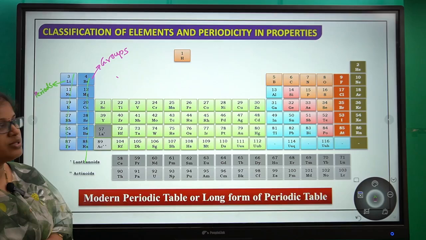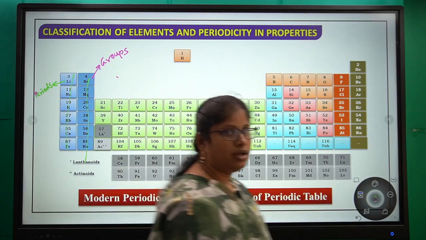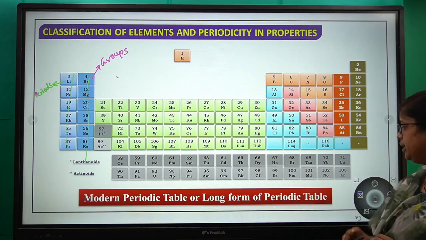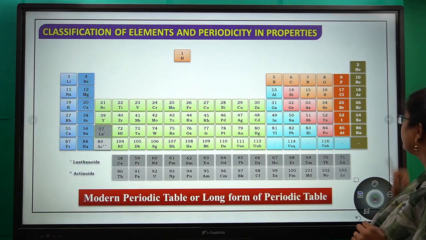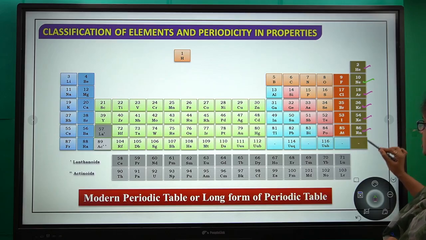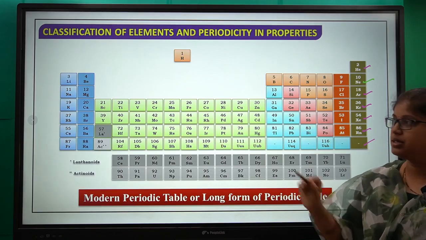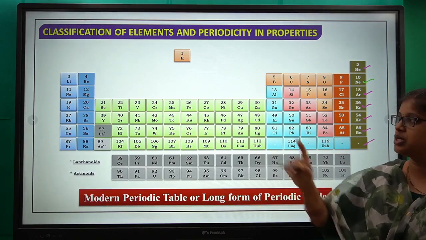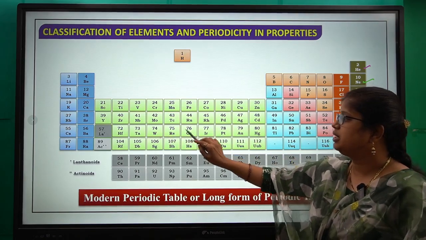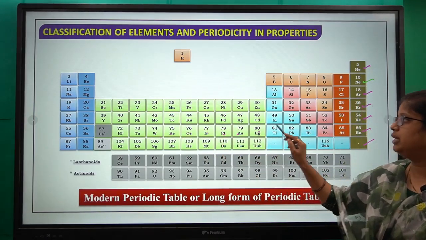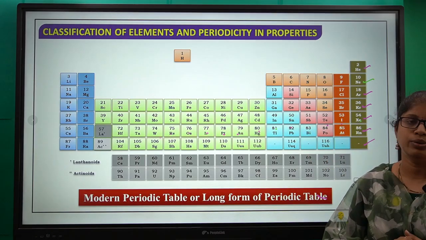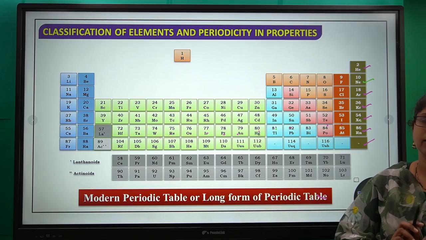Tell me how many groups are there? 18 groups. And how many periods does it have? 7 periods. Once check: 1, 2, 3, 4, 5, 6, 7. 7 periods. How many groups? 18 groups. 1, 2, 3, 4, 5, 6, 7, 8, 9, 10, 11, 12, 13, 14, 15, 16, 17, 18. So 18 groups and 7 periods.